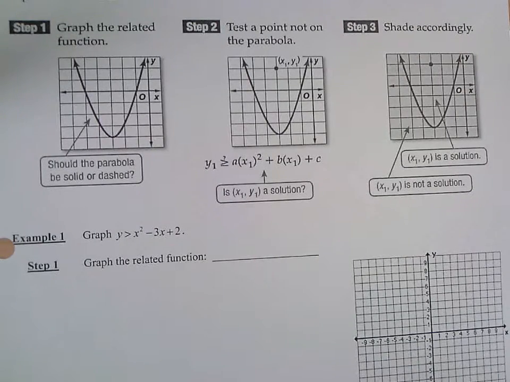You have solid versus dashed, and you also have to shade one part, so you pick a test point, which can be 0, 0, as long as your parabola doesn't go through it. And then you test that point, determine where to shade.